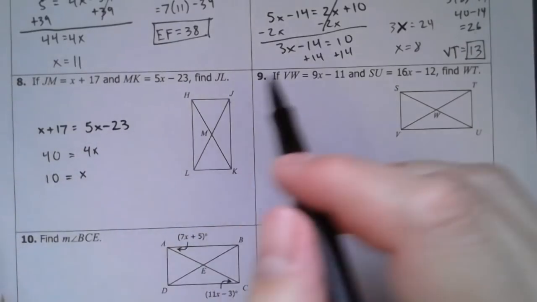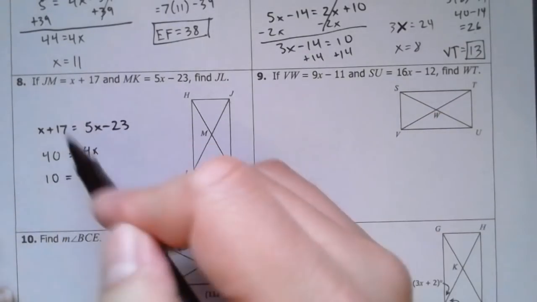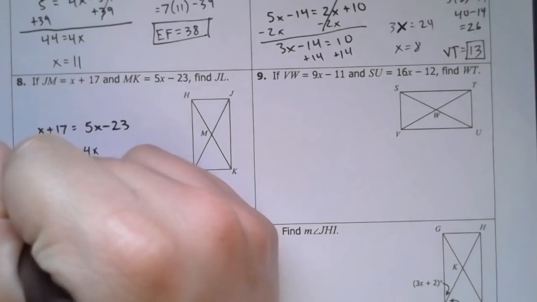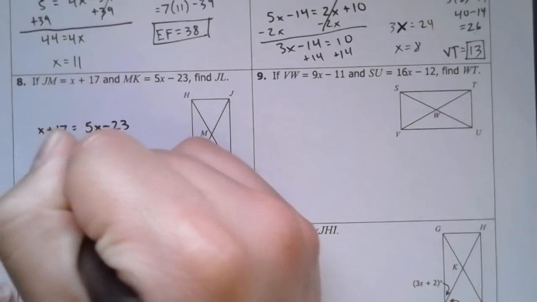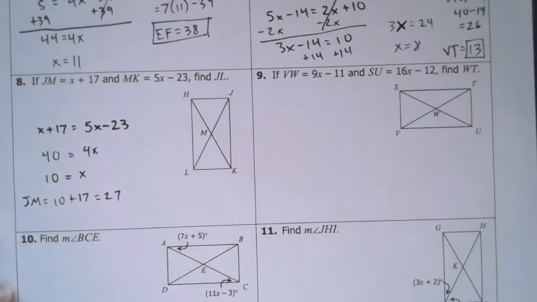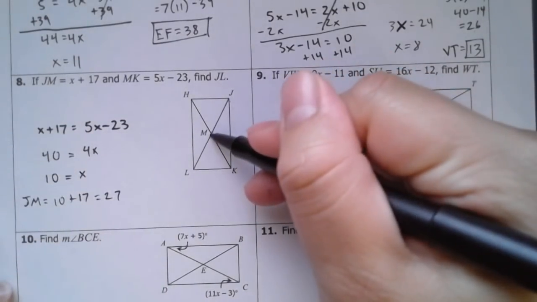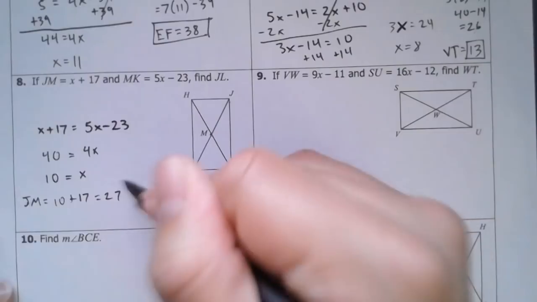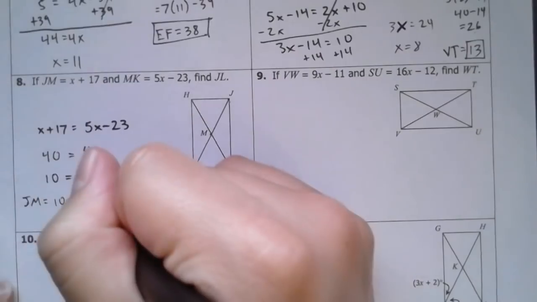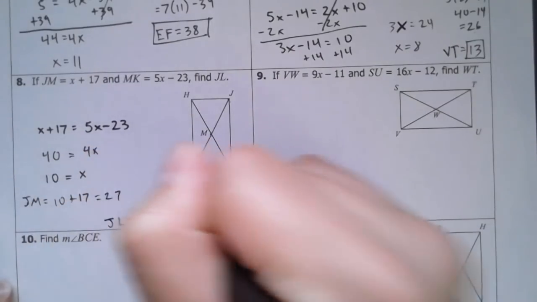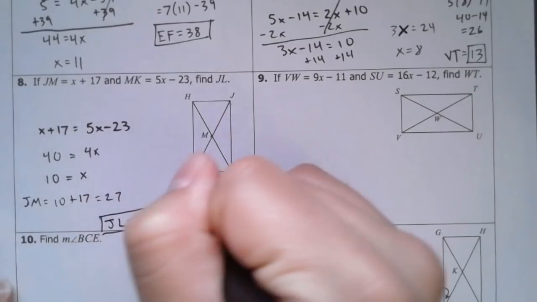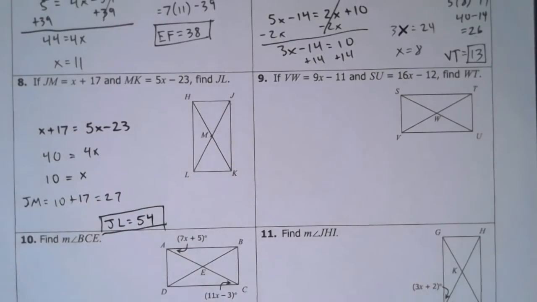Now it says find JL, so let's plug into JM right here. JM is equal to 10 plus 17. That's when I plug in x, and I get 27. Now that's only JM, half of it. So if I multiply this by 2, I get JL, the whole thing. So 27 times 2, JL is equal to 54. That's 27 times 2. And I'm done.